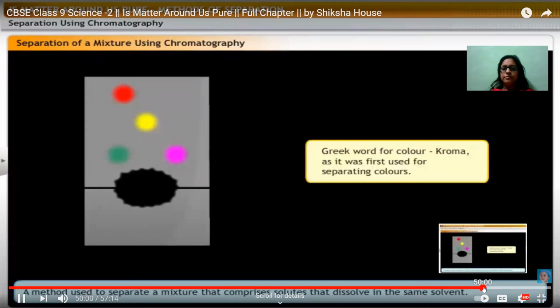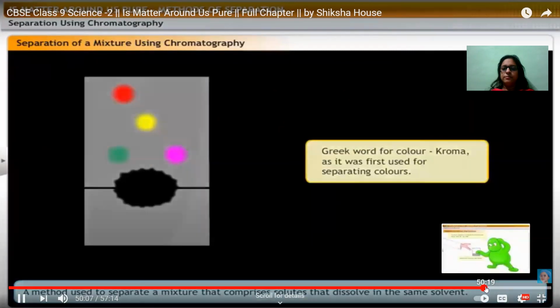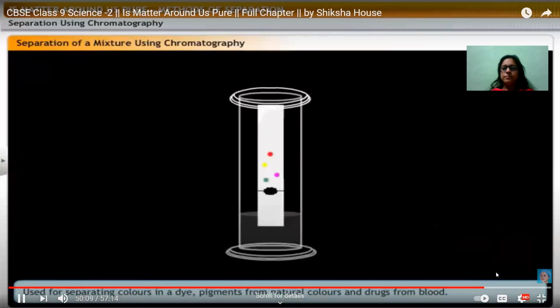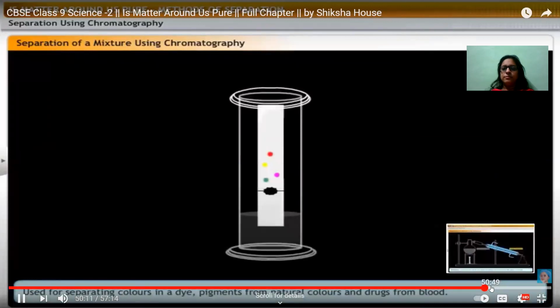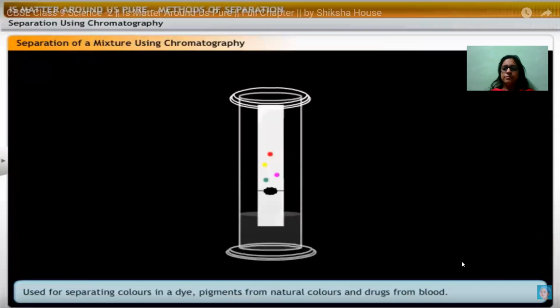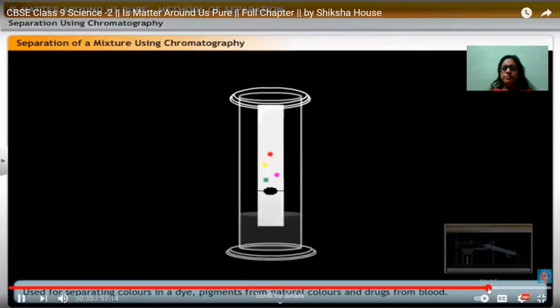The technique we have just seen of using paper to separate the components of ink is referred to as paper chromatography. Chromatography is used for separating colors in a dye, pigments from natural colors, and drugs from blood, as shown in the diagram.